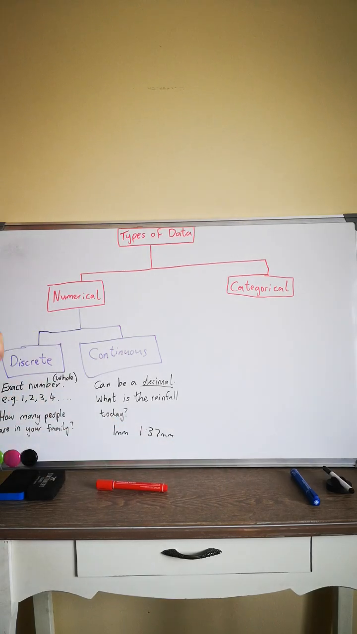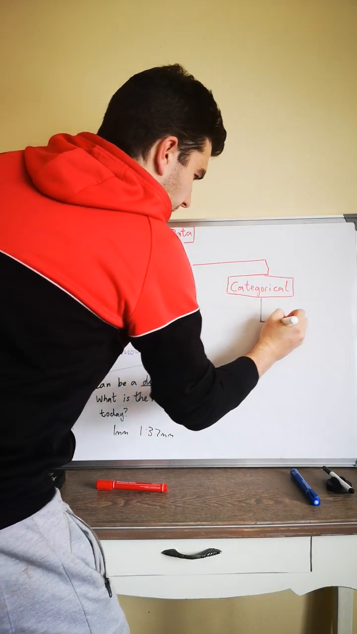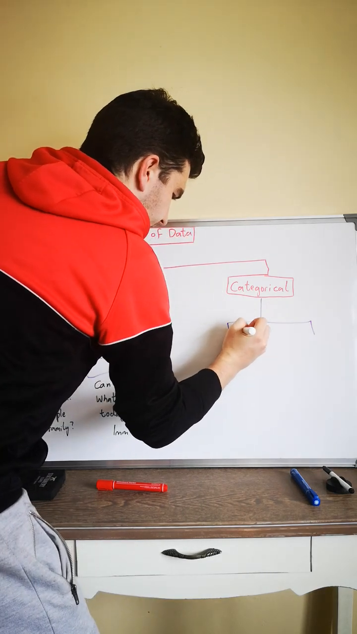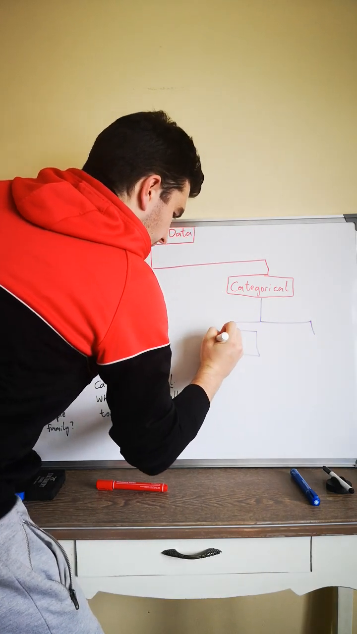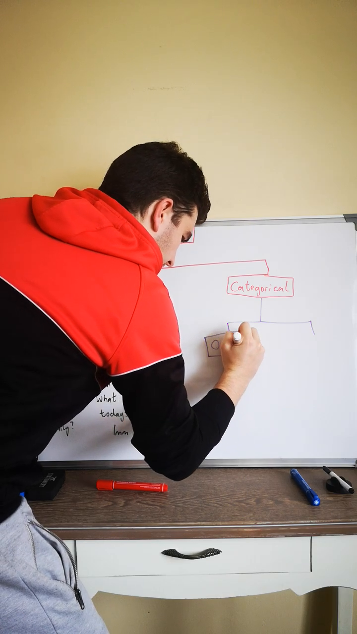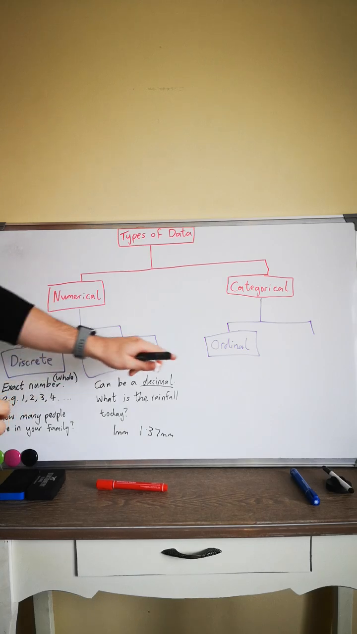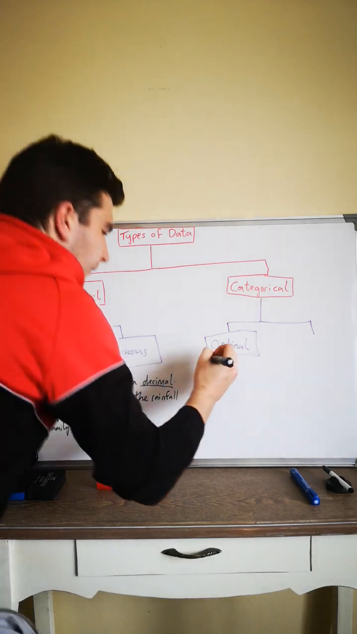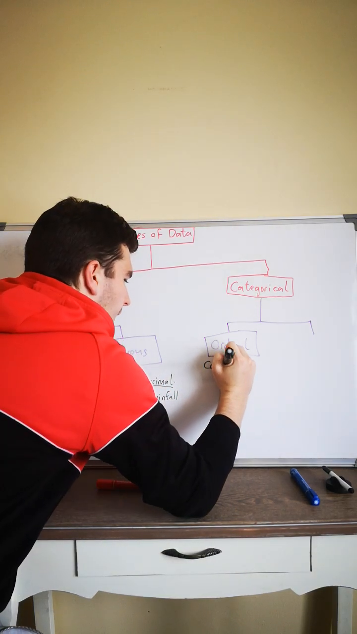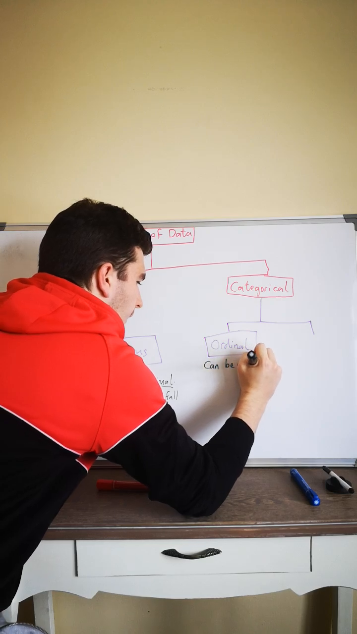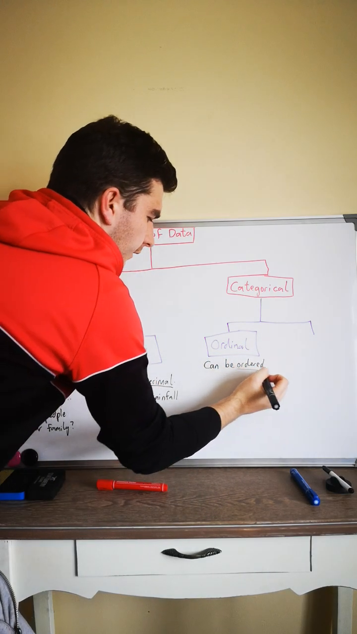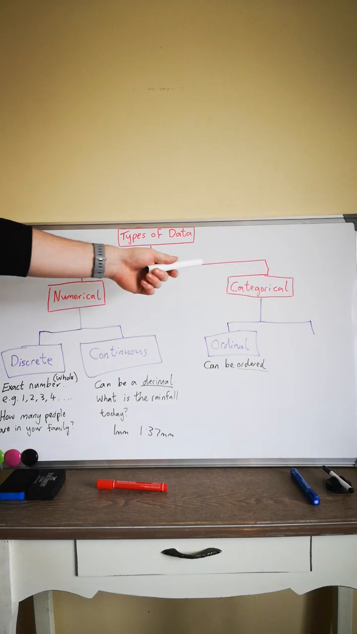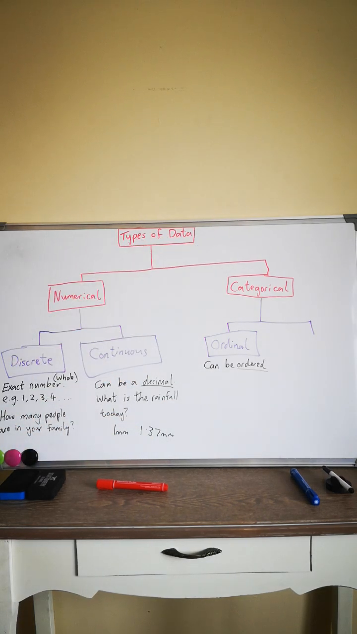And the next one, again, this one's a bit easier, is categorical. Now, the first one we have is ordinal. Again, let's go through this one first. So, ordinal data, and it's kind of in the word, that's why it's a bit easier to remember. It can be ordered. Okay, so this data can be ordered in some way.